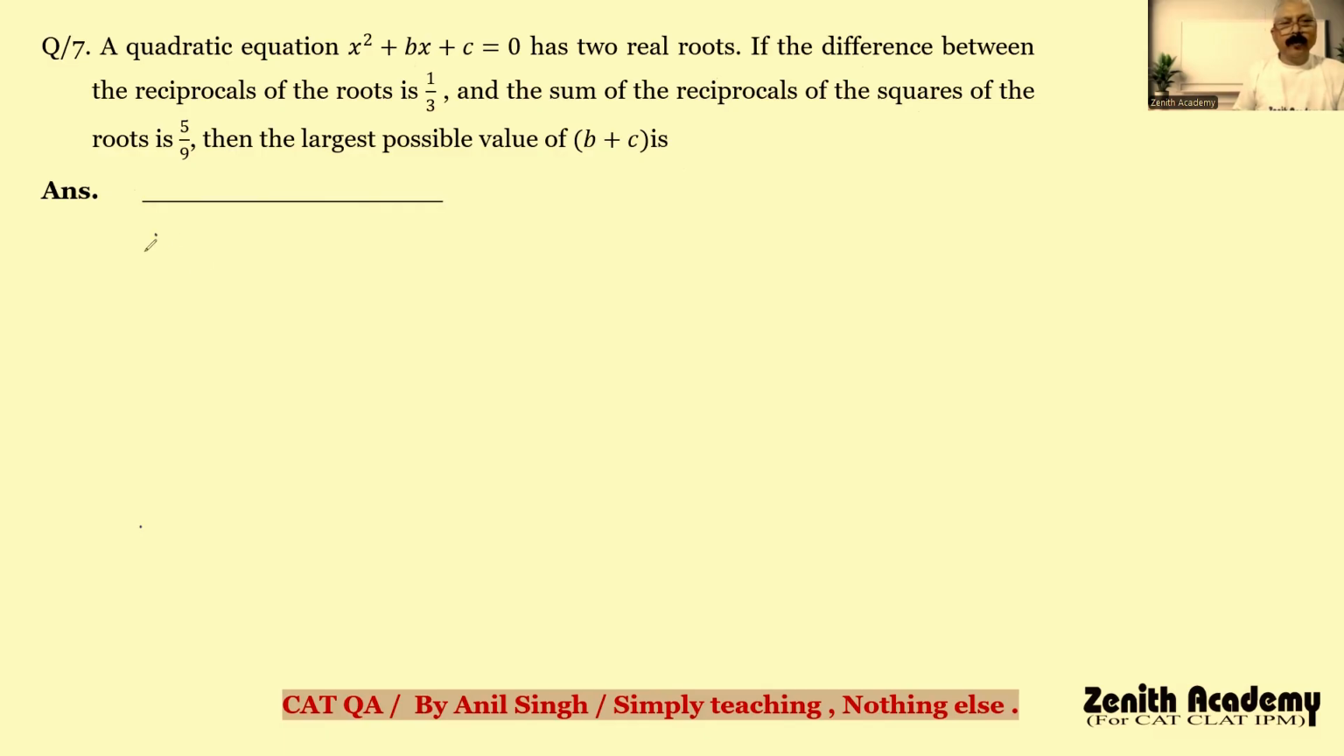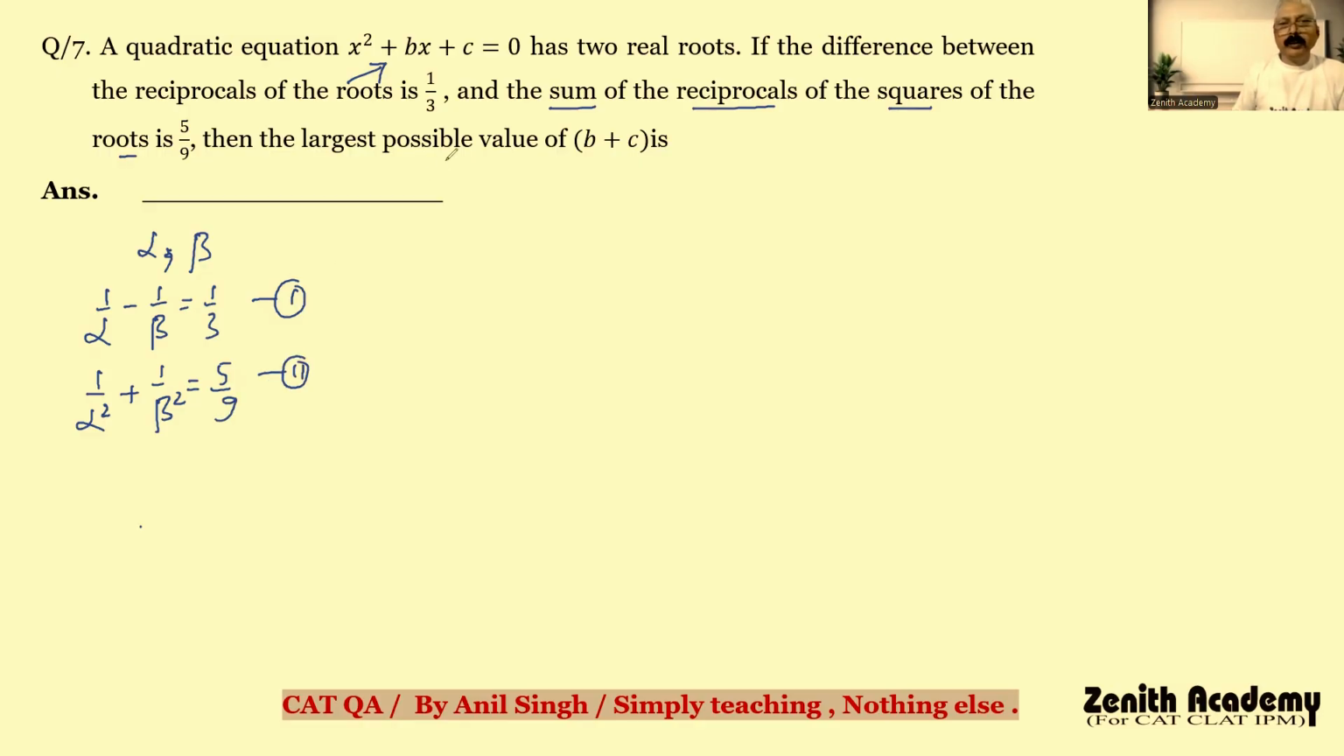Let the roots of this quadratic equation be alpha and beta. The difference between the reciprocals of the roots is 1 by 3, so 1 upon alpha minus 1 upon beta is 1 by 3. And the sum of the reciprocals of the squares of the roots is 5 by 9, so 1 upon alpha square plus 1 upon beta square is 5 by 9. Then the largest possible value of b plus c is to be found.